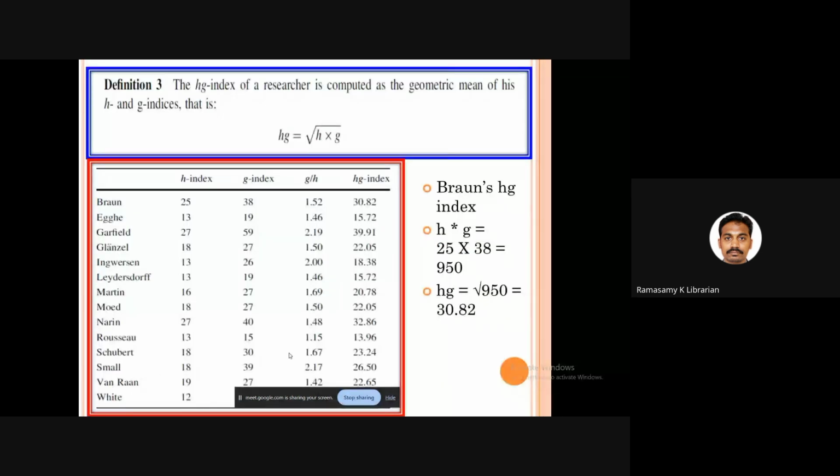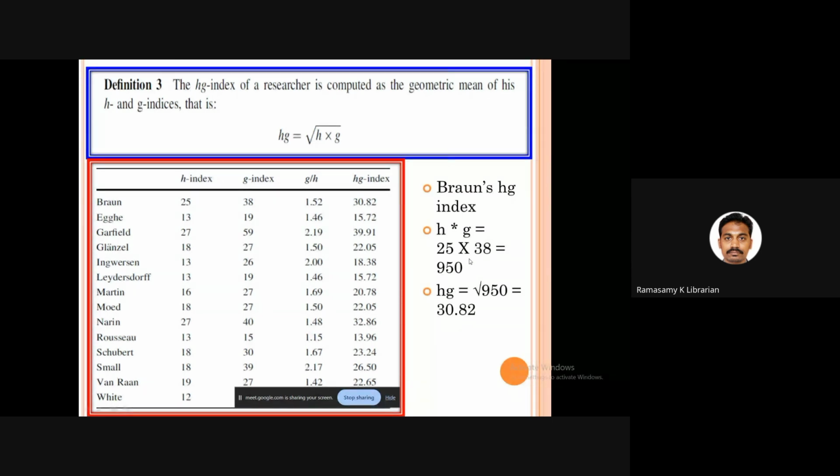Very simple index. You find out the H index of an individual. You find out the G index of an individual. You multiply both. Whatever answer you get, you find out the square root of these two. To put it in very simple terms, you find out the geometric mean of H index and G index. That is called this new index, the HG index.